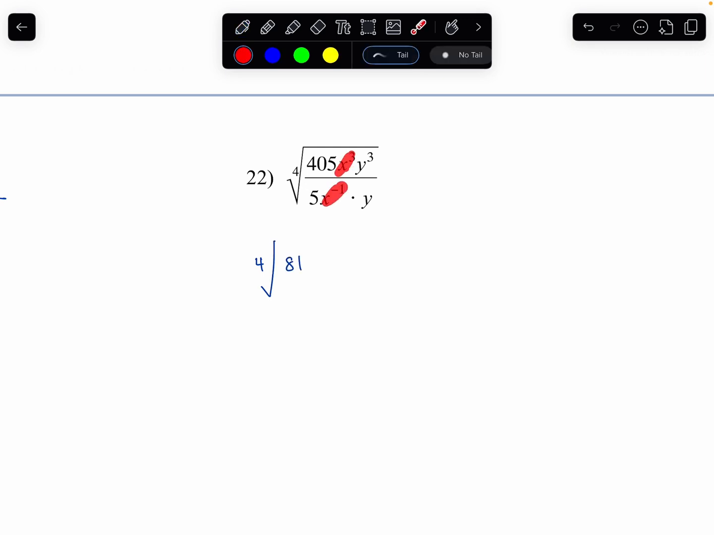Now, x to the third over x to the negative 1 is the same thing as x to the fourth, because I can write it as x to the third minus negative 1, because I can subtract their exponents because their bases are the same. So that's going to become x to the fourth. And then I have y to the third over y. This is to the power 1, so I can subtract their exponents. So this is going to become y squared.